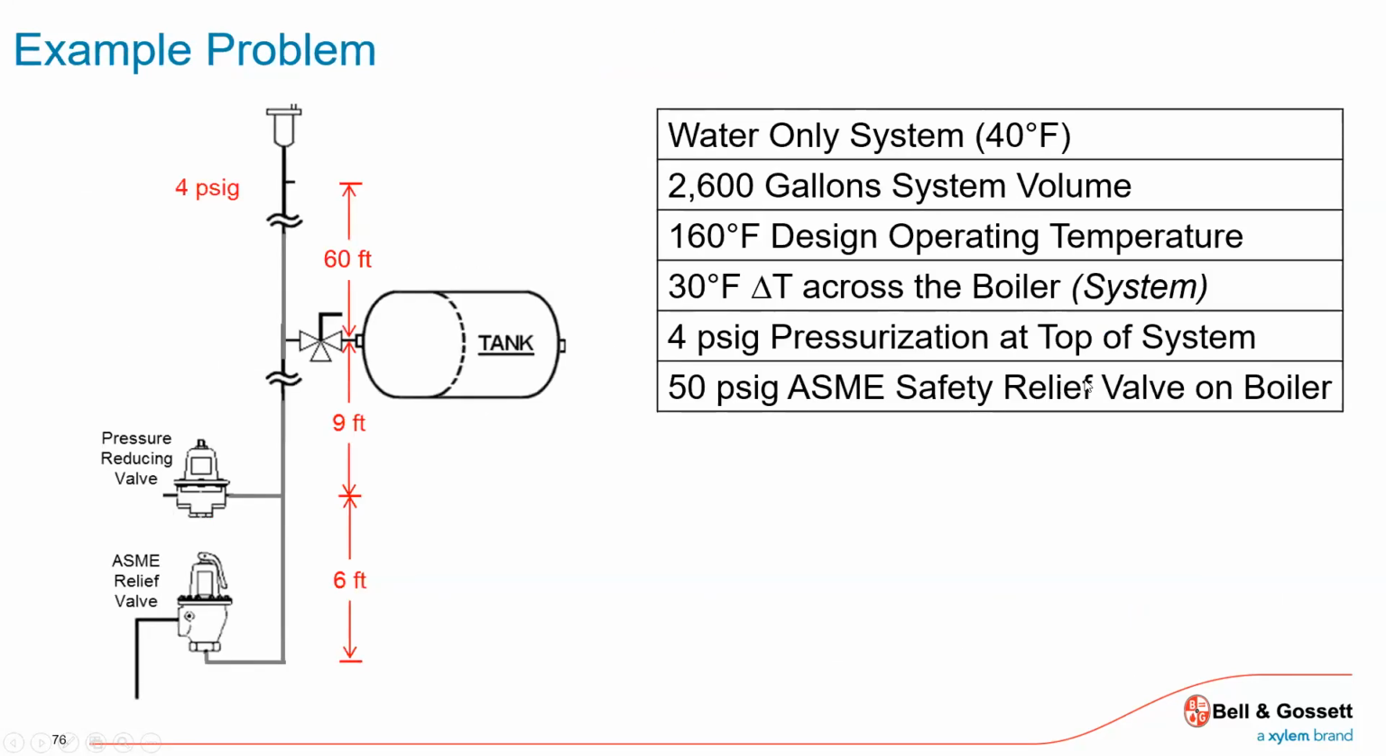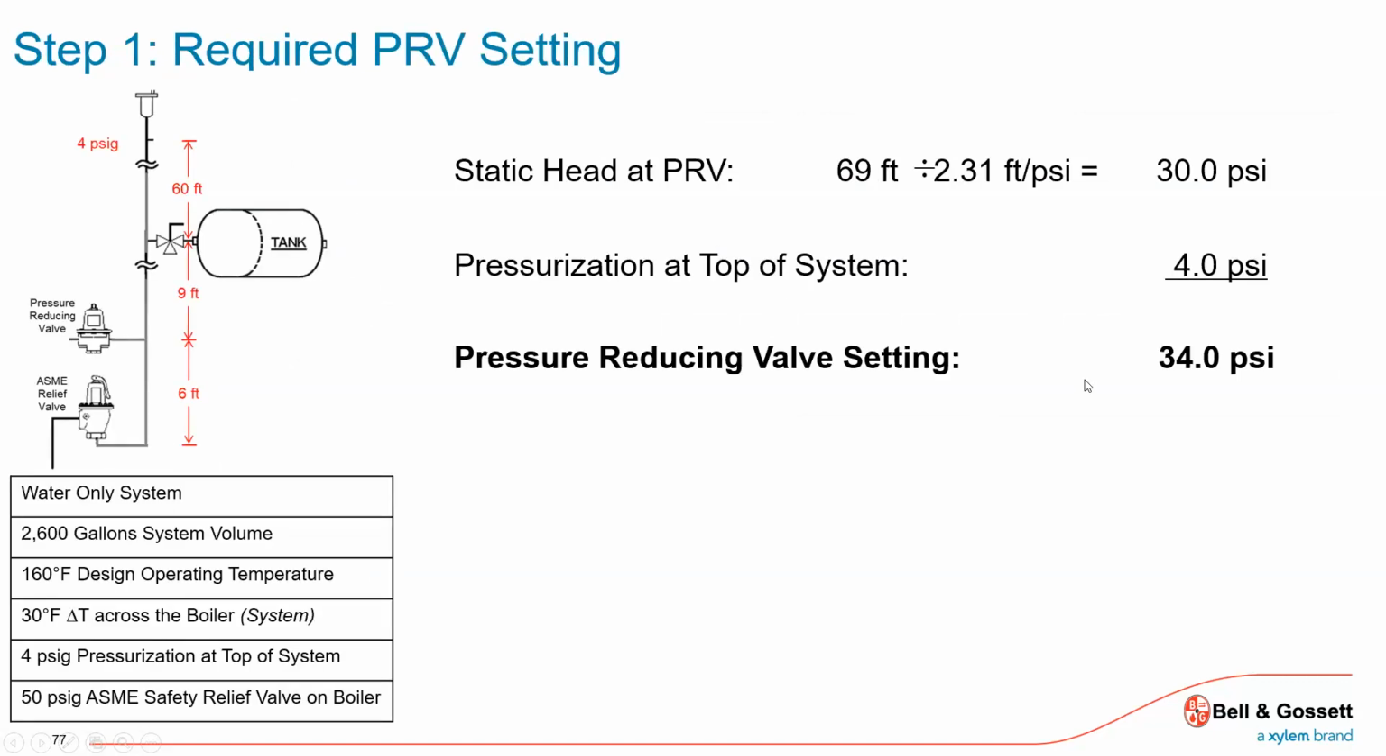So they've got a couple of quick examples here, but a water only fill temperature of 40 degrees. Someone's already done the calculation in this example. And they said, look, I've got 2,600 gallons of water. The design operating temp is 160. They've designed it on a 30-degree delta T temperature drop in this case. At the high point, I've got 4 pounds of positive pressure, and my relief valve down in the mechanical room, in this example, is set for 50 PSI. So you start filling in some of the conditions: water only, 2,600, 160, et cetera.